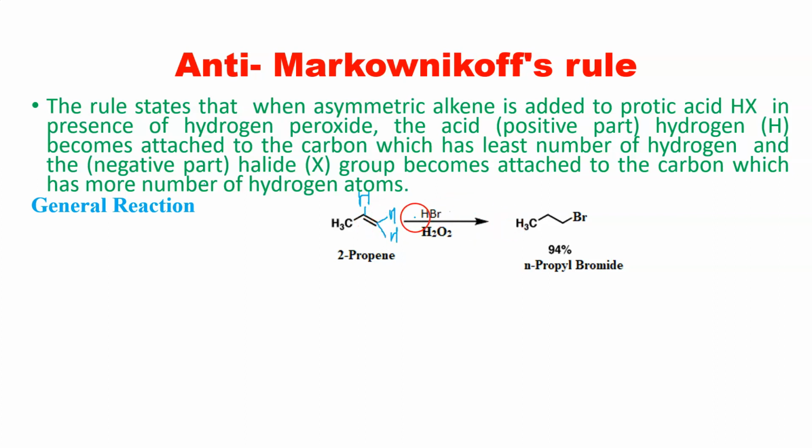So what does the statement say? The bromine, it is the negative part, which gets attached to a carbon which is having more number of hydrogens, and hydrogen gets attached to a carbon which is having the least number of hydrogens, which is opposite to Markovnikov rule. And why is it so? It is due to this peroxide. So what is the role of peroxide, that we will understand in the mechanism.